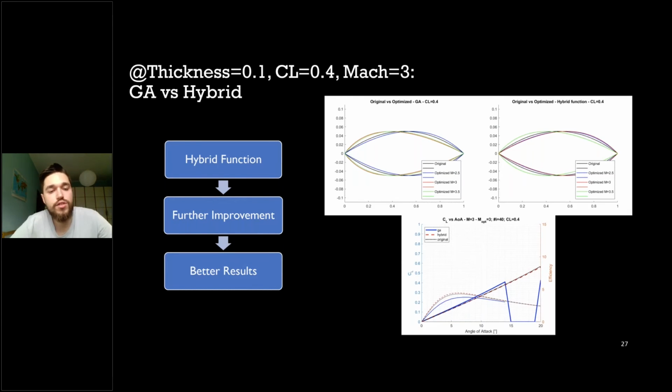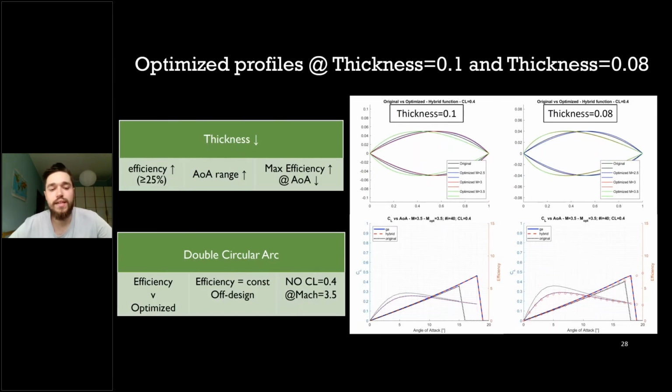In a 0.1 thickness constraint optimization process, a Mach 3 scenario shows two completely different results for the genetic algorithm and the hybrid function. The latter has better performance, even though both geometries are still valid. As thickness reduces from 0.1 to 0.08, the efficiency has a 25% improvement, and the angle of attack range becomes wider. The maximum efficiency is higher for lower angles of attack, and the symmetrical double circular arc airfoil has higher efficiency for lift coefficients other than the imposed one, and it is almost constant in all of the off-design conditions, but a 0.4 lift coefficient cannot be reached.